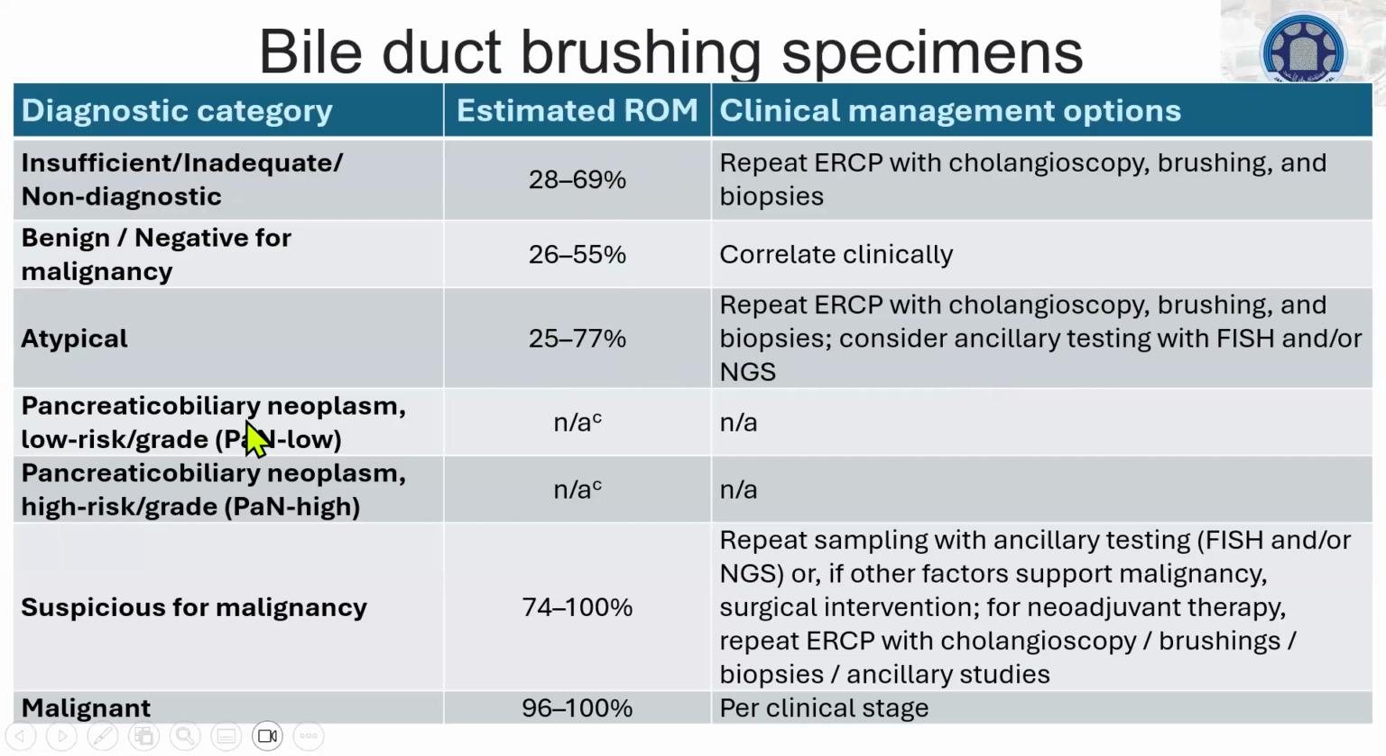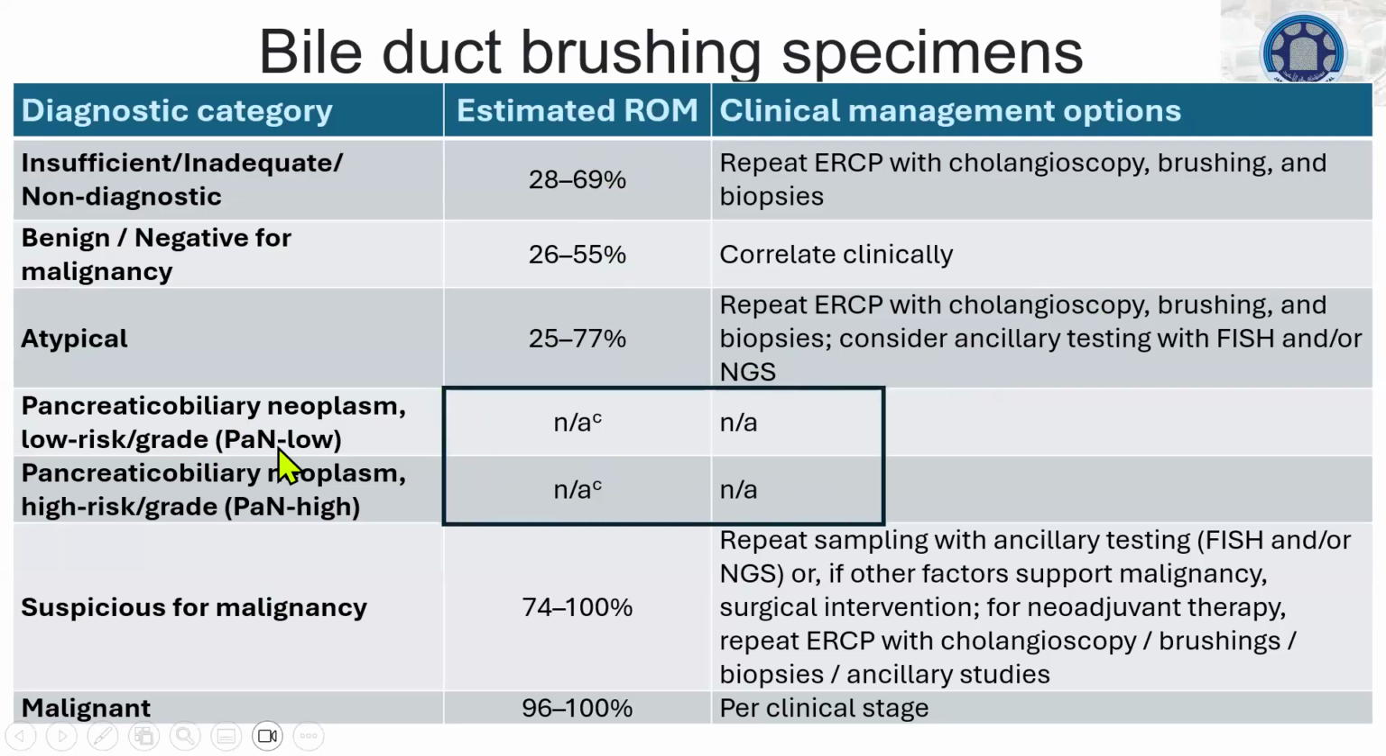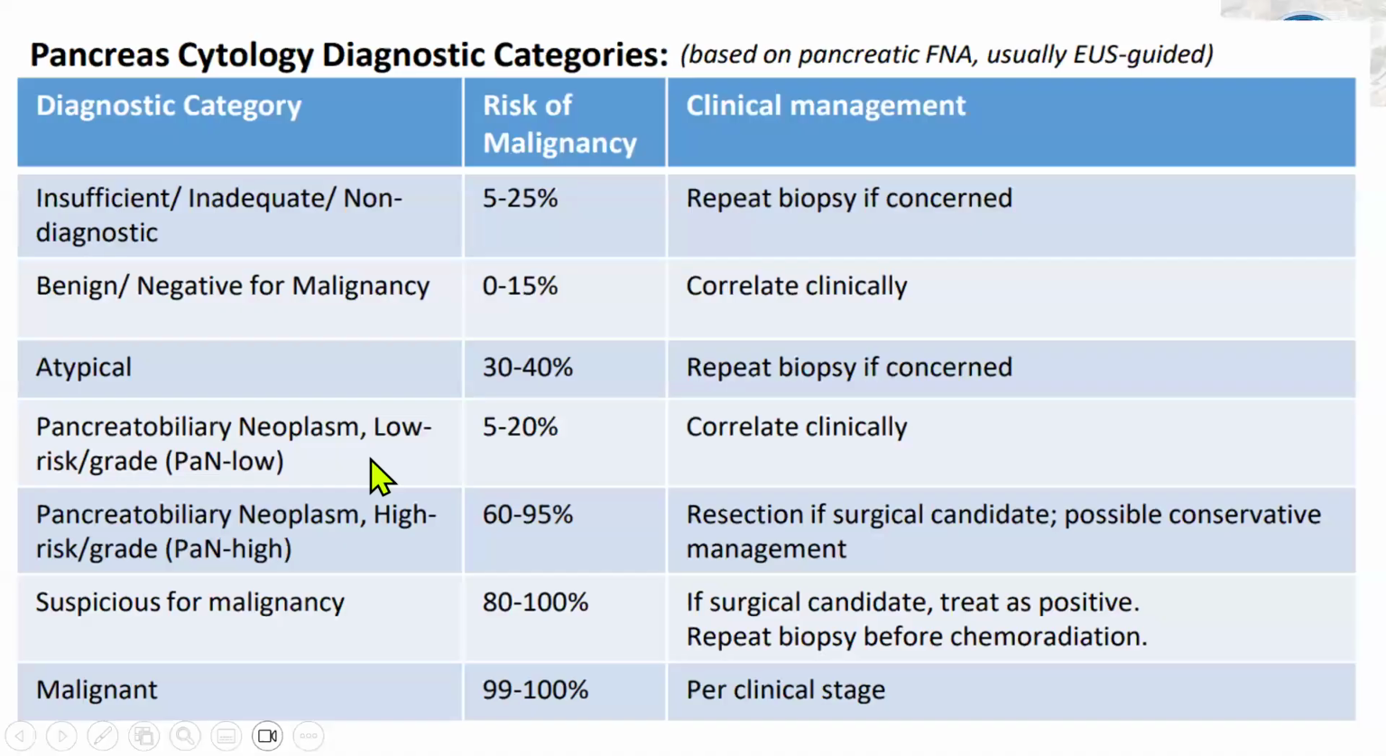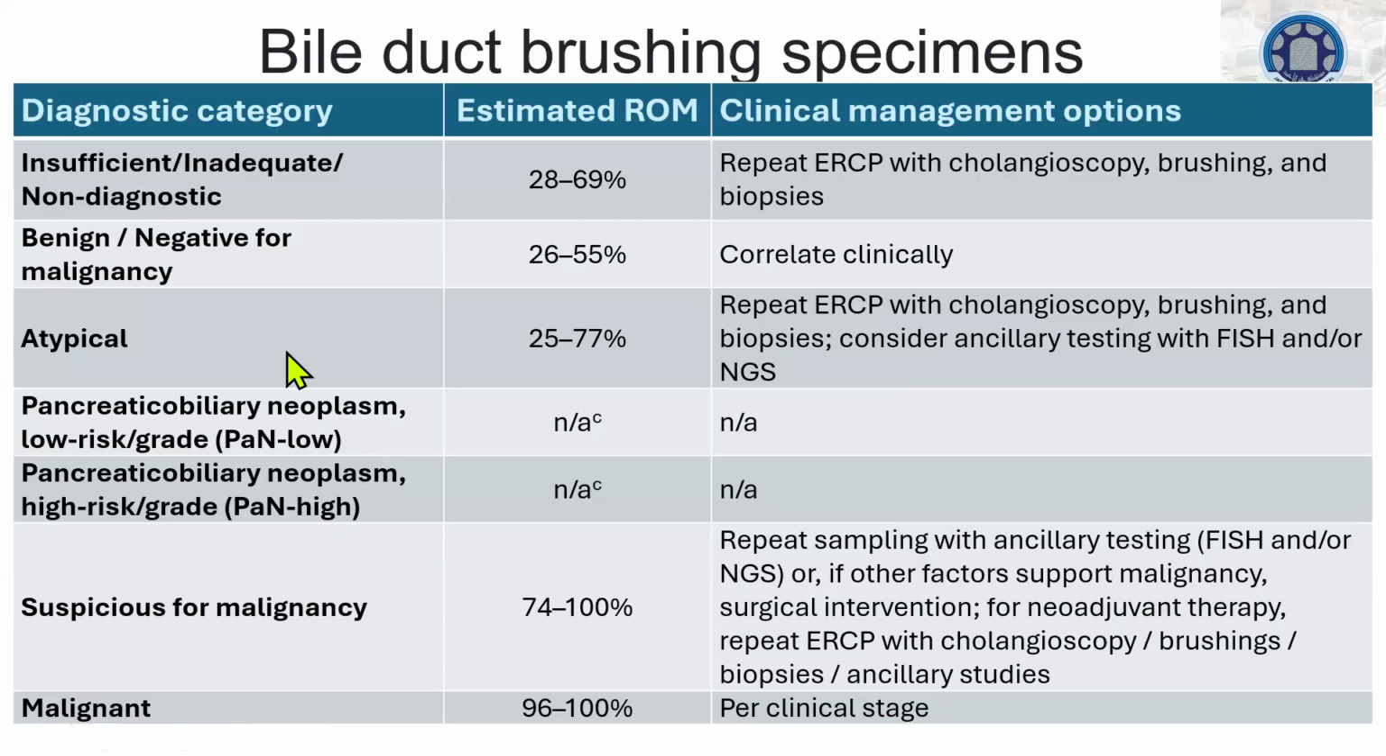And again, one more point which you should know is that this classification does not apply to bile duct brushing. This is mainly for the pancreato-biliary. You have to understand that any PanIN-low features in biliary brush will go to atypical. Any high grade features in biliary brush will go to suspicious for malignancy category.